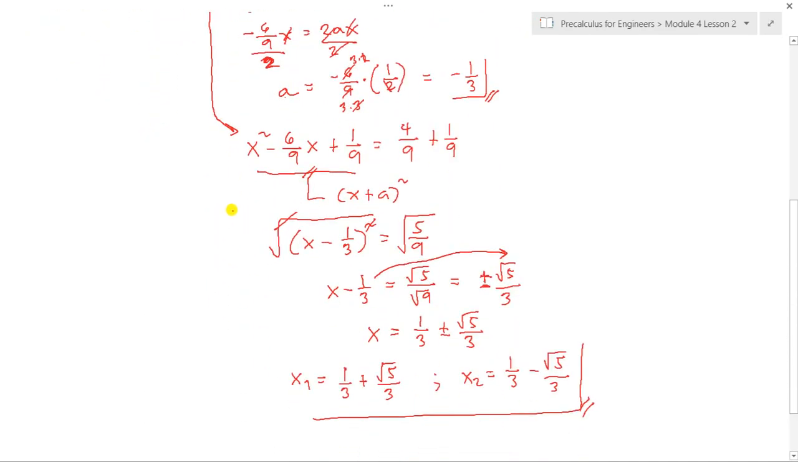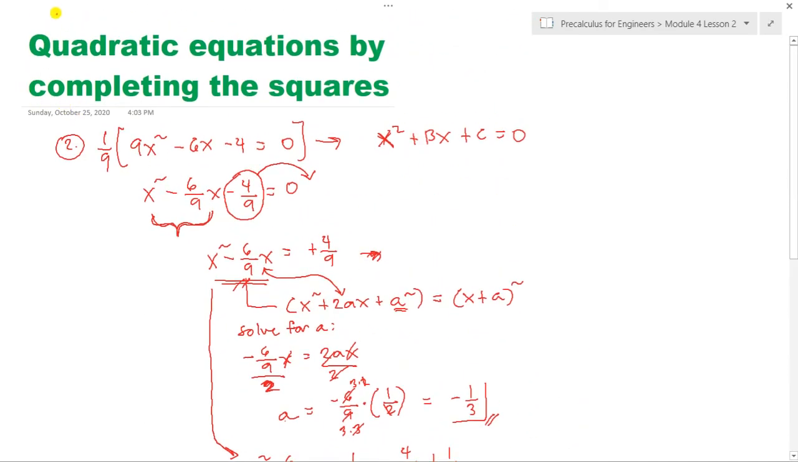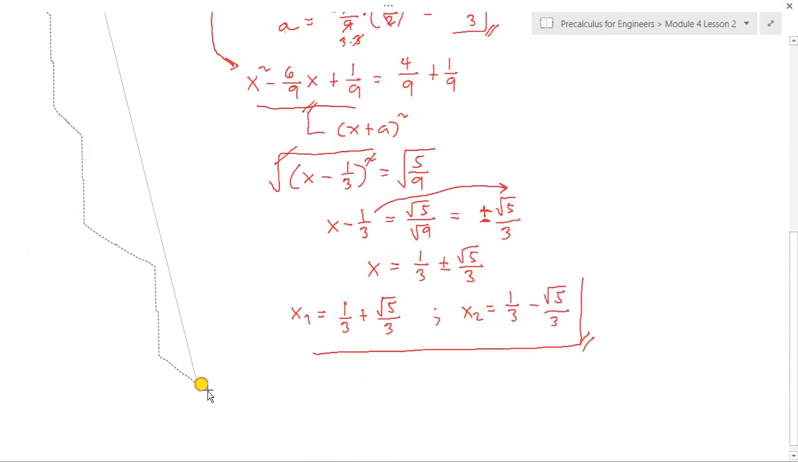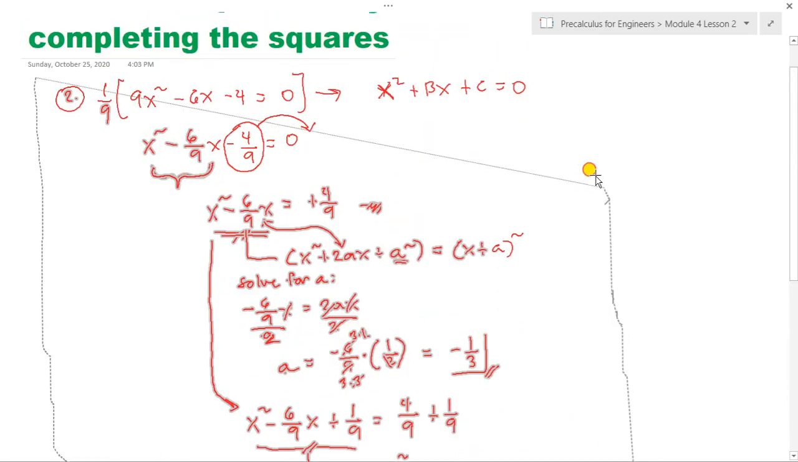So yun lang class. So let's try another example, or I think the last example of quadratic equation by using the method of completing the squares.